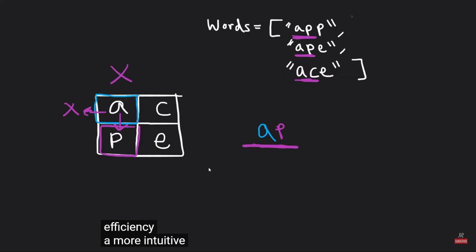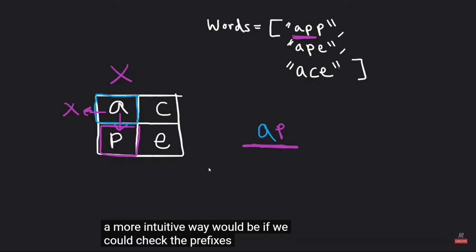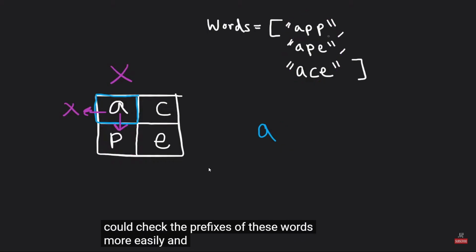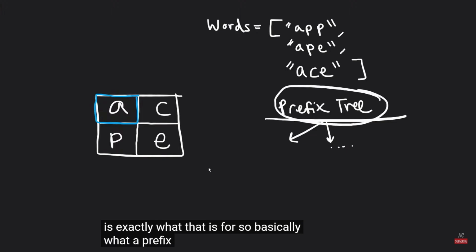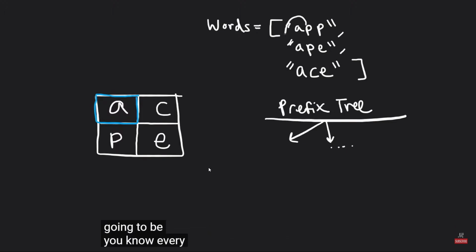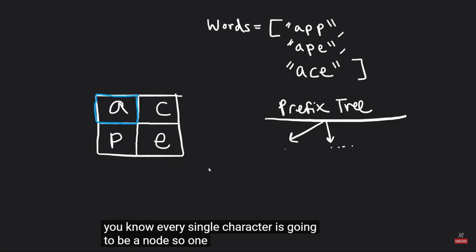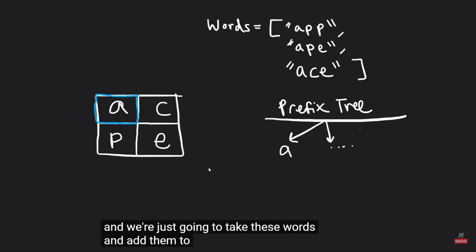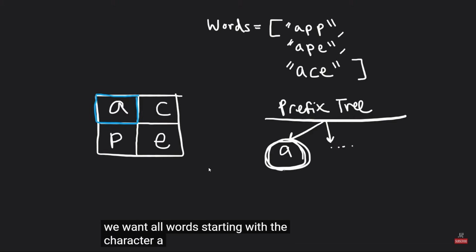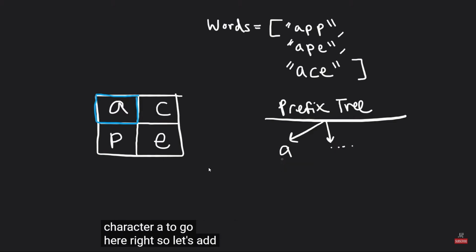A more intuitive way would be if we could check the prefixes of these words more easily. And of course, we know a data structure, the prefix tree, is exactly what that is for. So basically what a prefix tree is going to be, every single character is going to be a node. So one node is going to be A, and we're just going to take these words and add them to our prefix tree. So we want all words starting with the character A to go here, right? So let's add children of these.